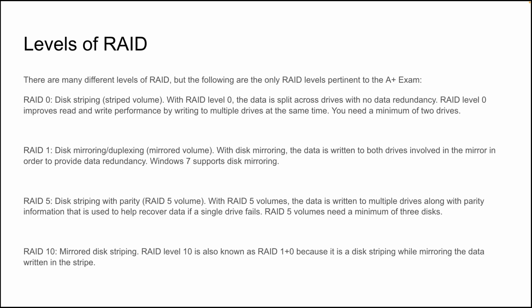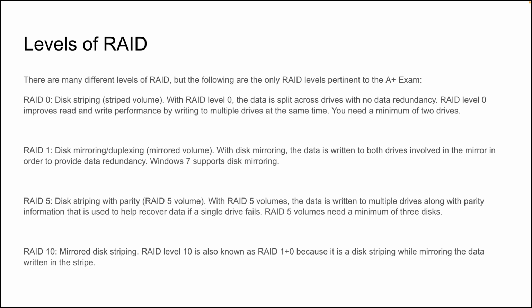So basically, you have drives linked together and they're downloading data at the same time. So there is no redundancy, there is no backup. If one drive fails, then you only have the data available on this drive. RAID 1, disk mirroring, duplexing. With disk mirroring, the data is written to both drives involved in the mirror in order to provide data redundancy. Windows 7 supports disk mirroring.